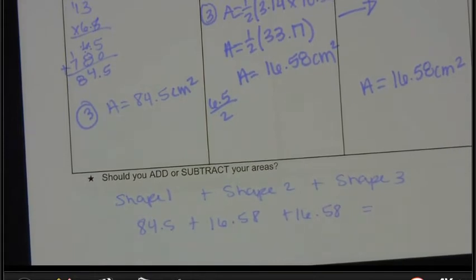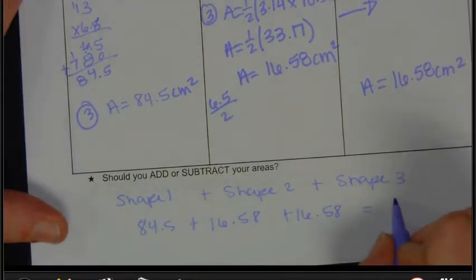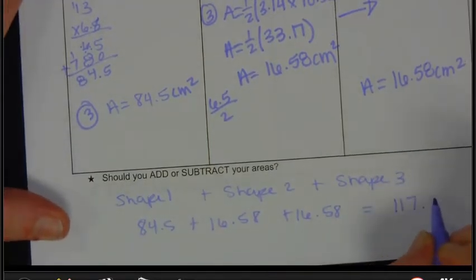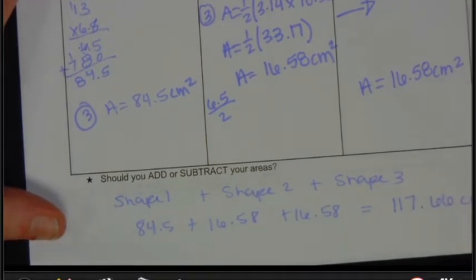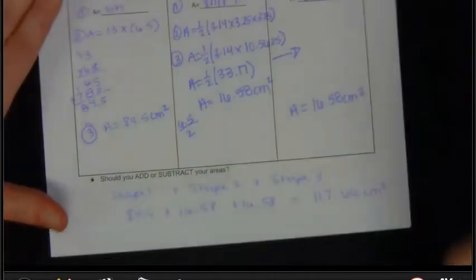If you would, please take a moment and pause this video to find out what the final total is. And you should get 117.66 centimeters squared. That is the final area of your entire shape here.